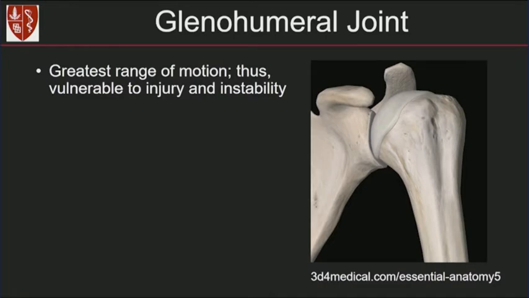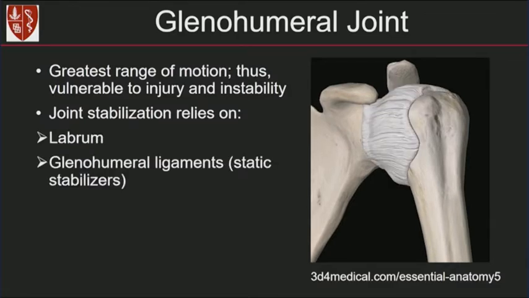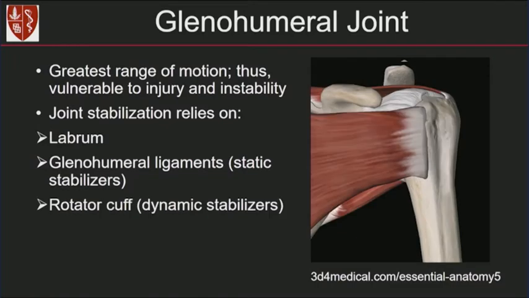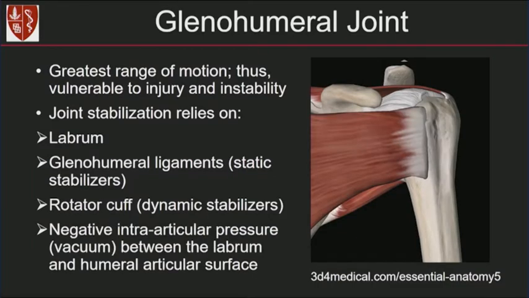The glenohumeral joint has the greatest range of motion, so it's vulnerable to injury and instability. The joint stabilization relies on the labrum, the glenohumeral ligaments, rotator cuff, and the negative intra-articular pressure.